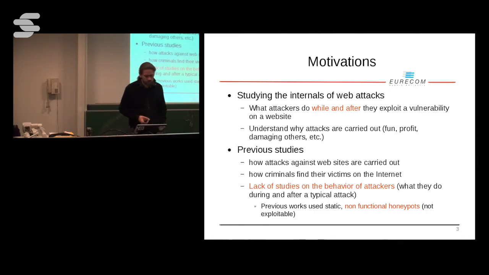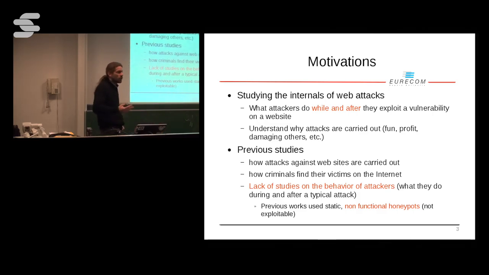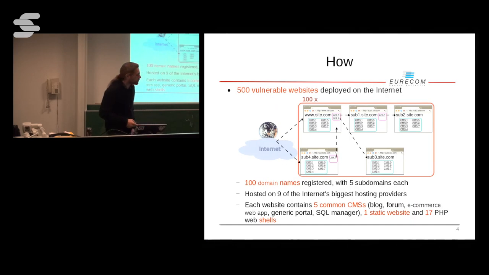The previous web honeypots that we know of were mostly looking at the attacks and stopping, not letting the attacker do anything. So we go a bit further. We actually let the attacker break in and do some stuff. We limit them in what they can do, but enough to see what is done. You will see how. We had to deploy an infrastructure for that. The infrastructure we deployed was based on a number of vulnerable websites that we deployed on the internet.